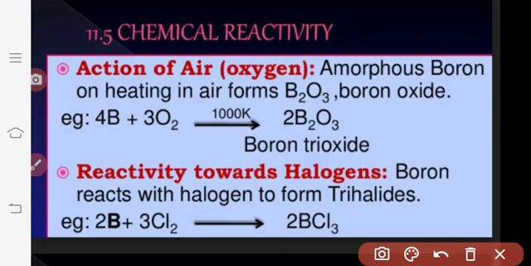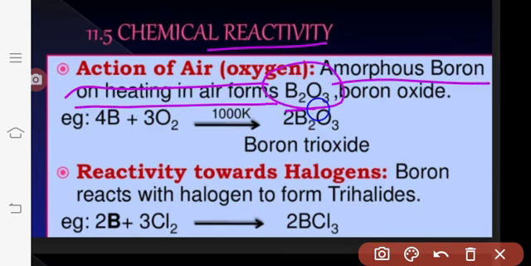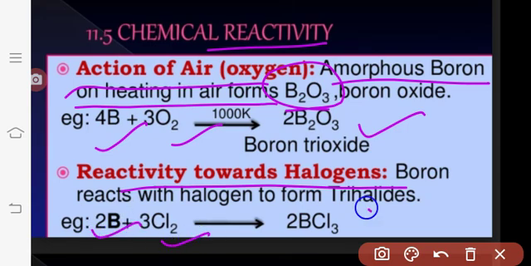Now next is chemical reactivity. Action of air: oxygen, amorphous boron on heating in air will form B2O3. It means 4 boron plus 3 O2 forms B2O3, boron trioxide. Reactivity towards halogens: when boron reacts with chlorine, it will form BCl3, meaning it forms trihalides.